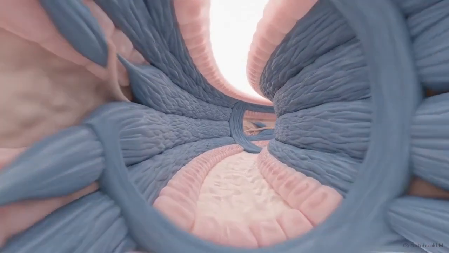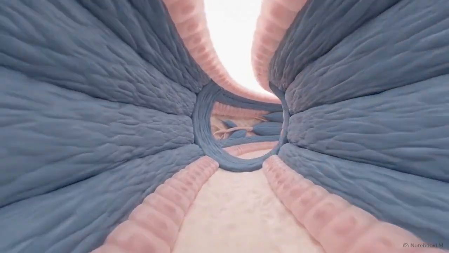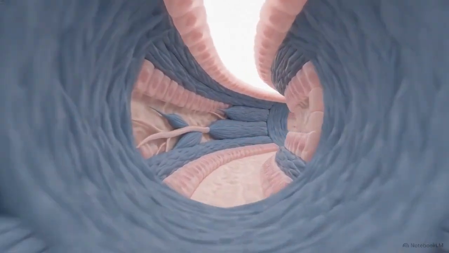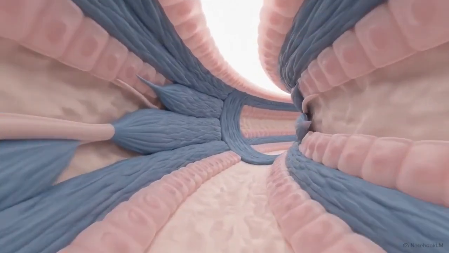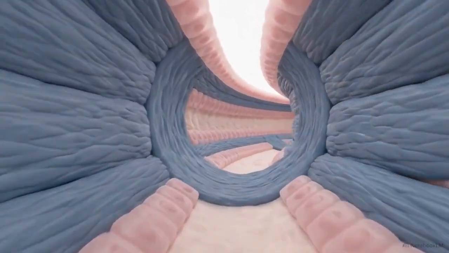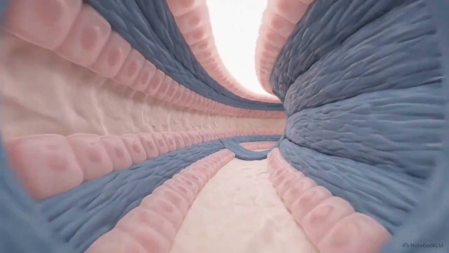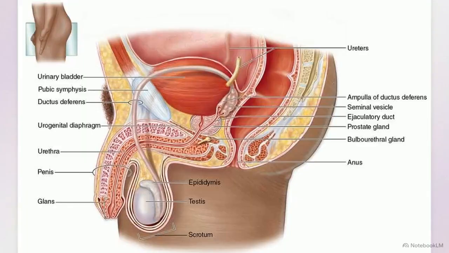The male reproductive system is a highly specialized biological assembly line. This continuous histological gradient is engineered to derive, modify, and propel haploid cells. Here, in this sagittal view, we can locate the testis suspended within the scrotum.